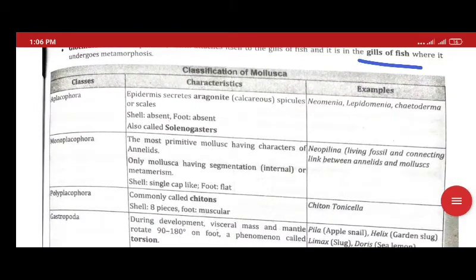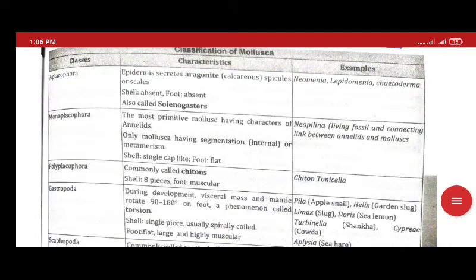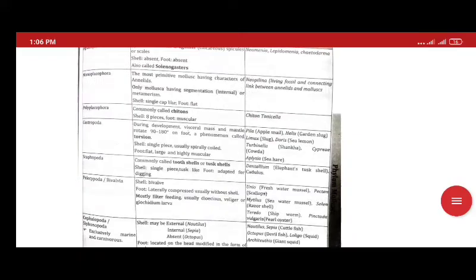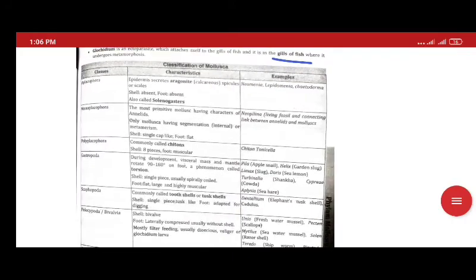Now classification of Mollusca. It has classes on the basis of their body, mantle cavity and body parts, foot, shell, mantle cavity type. So how many classes does it have? Seven classes, I think. 1, 2, 3, 4, 5, 6 and 7. Okay, seven classes are given here.